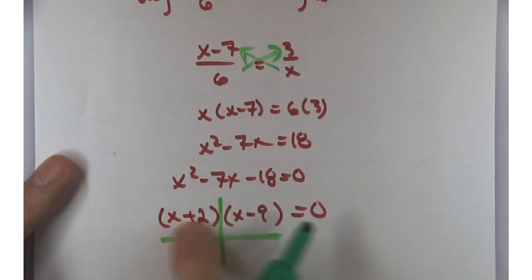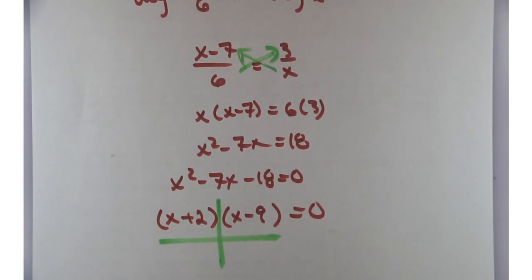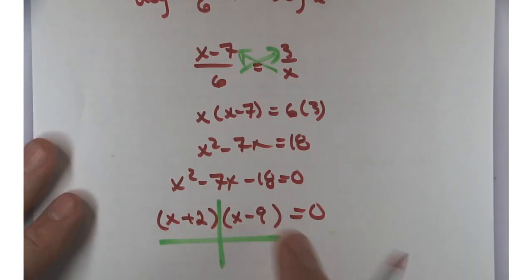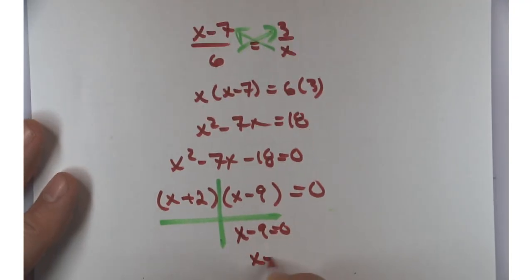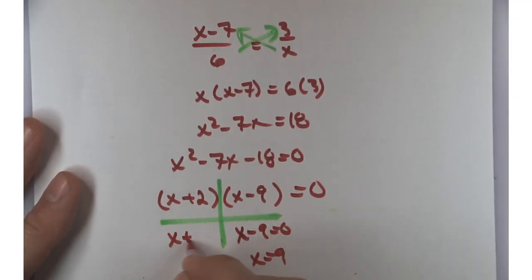So you've got this times this equals 0. One of those has to be 0. That's the only way you're going to get 0 as a product, is if when you're multiplying, one of them is 0. So either x minus 9 equals 0, or x equals 9, or x plus 2 equals 0, or x equals negative 2.